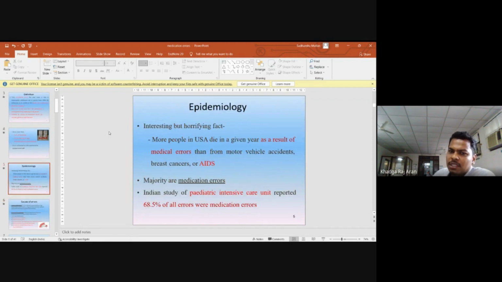So next is the epidemiology. There is one interesting fact: more people in the United States of America died in a given year as a result of medication errors than from motor vehicle accidents, breast cancer, or HIV/AIDS. So the majority of medication errors occur normally. In India, an Indian study of the pediatric intensive care unit reported that 68.5% of all errors happen due to medication errors.